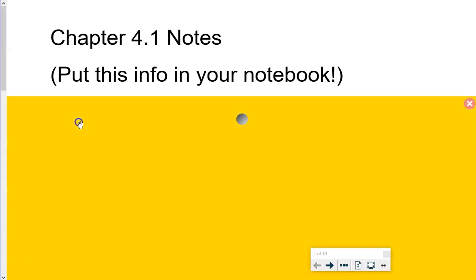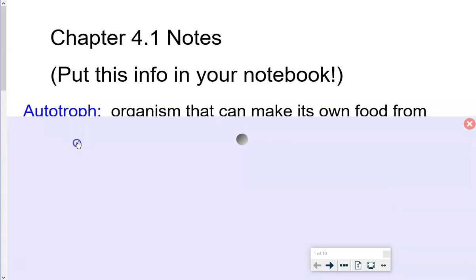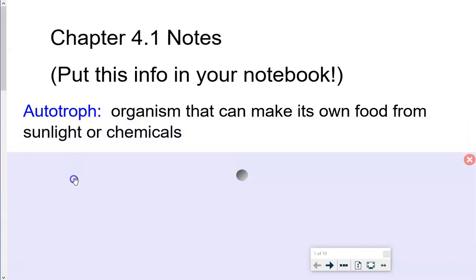Okay, you may find that you know a lot of these words already. But we want to make sure everybody knows them because everybody kind of comes from a different background. Okay, and these words are all going to have to do with how living organisms get their energy. Okay, so the first word we have here is called autotroph.